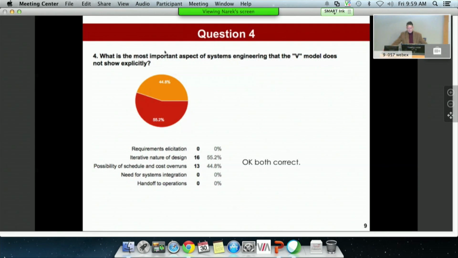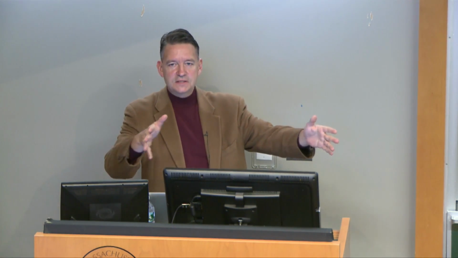Question 4: what is the most important aspect of the V model that is not shown explicitly in the V? I think there are two answers here, and both are correct. The iterative nature of design, which we'll hear about in the Octanus project. The V model does not imply that you're automatically doing a waterfall stage gate process, where you're only doing trade studies once or only testing once. That's not what it means. It just means there's a logical sequence to the activities, but you could spiral through the V multiple times. And then the possibility of schedule and cost overruns, the programmatic side, is not shown in the V model, but it's implied. So both of these are correct. This is very good.